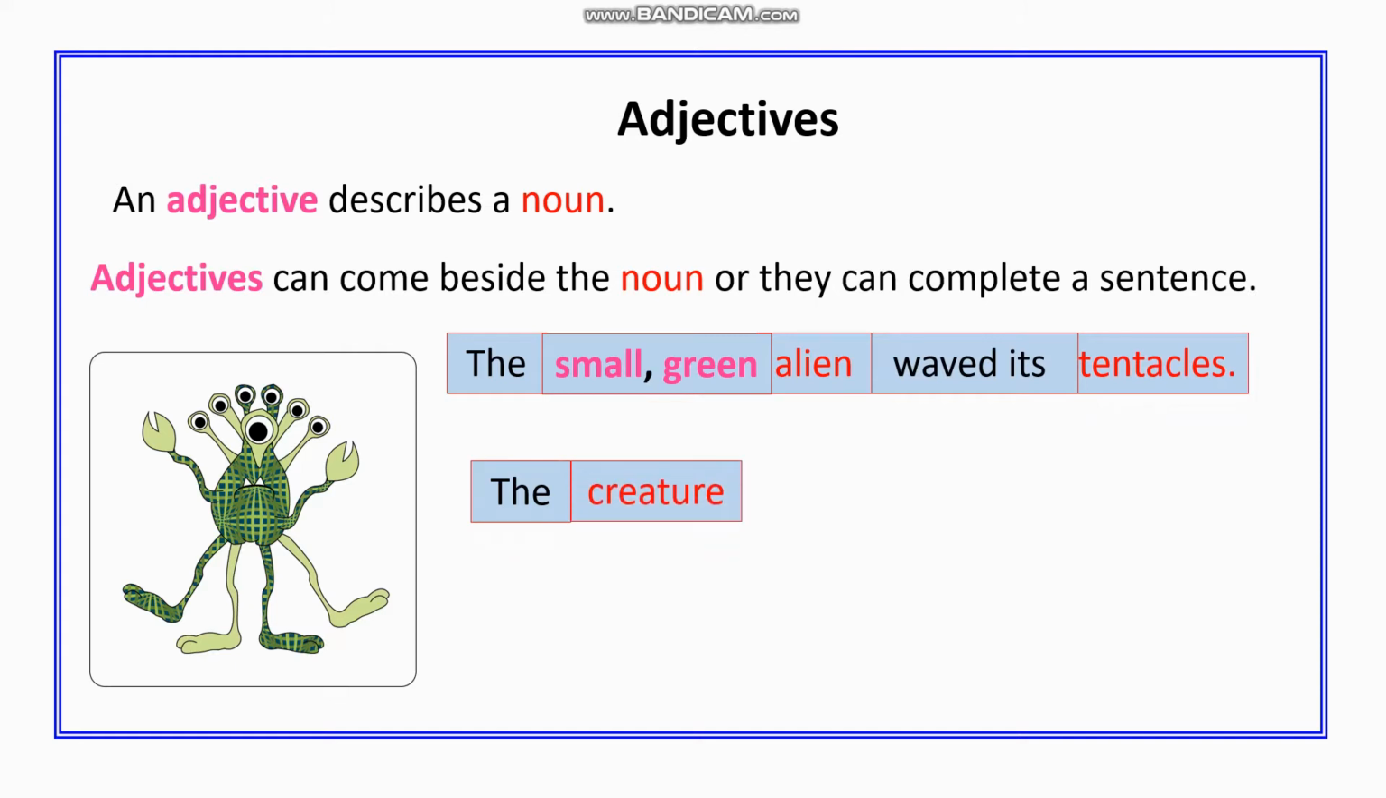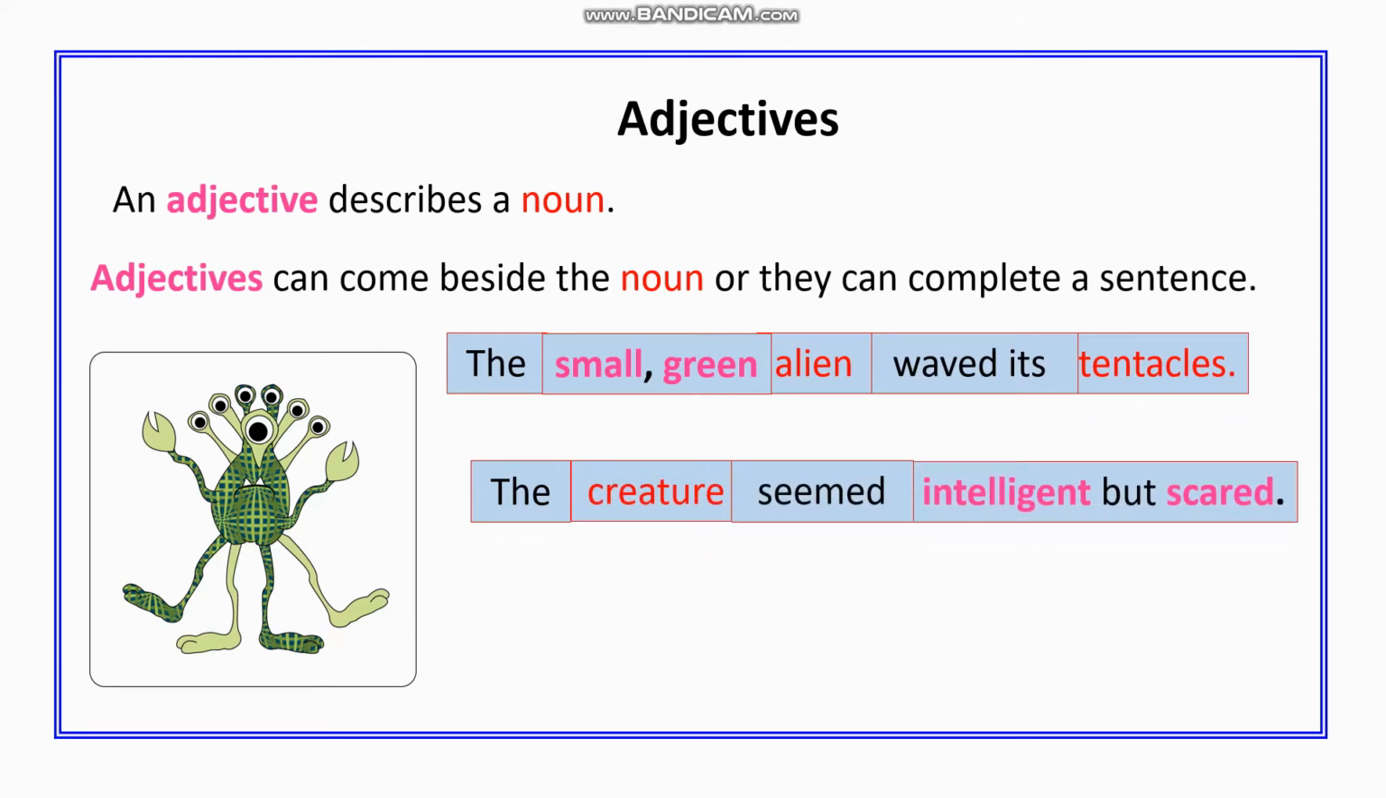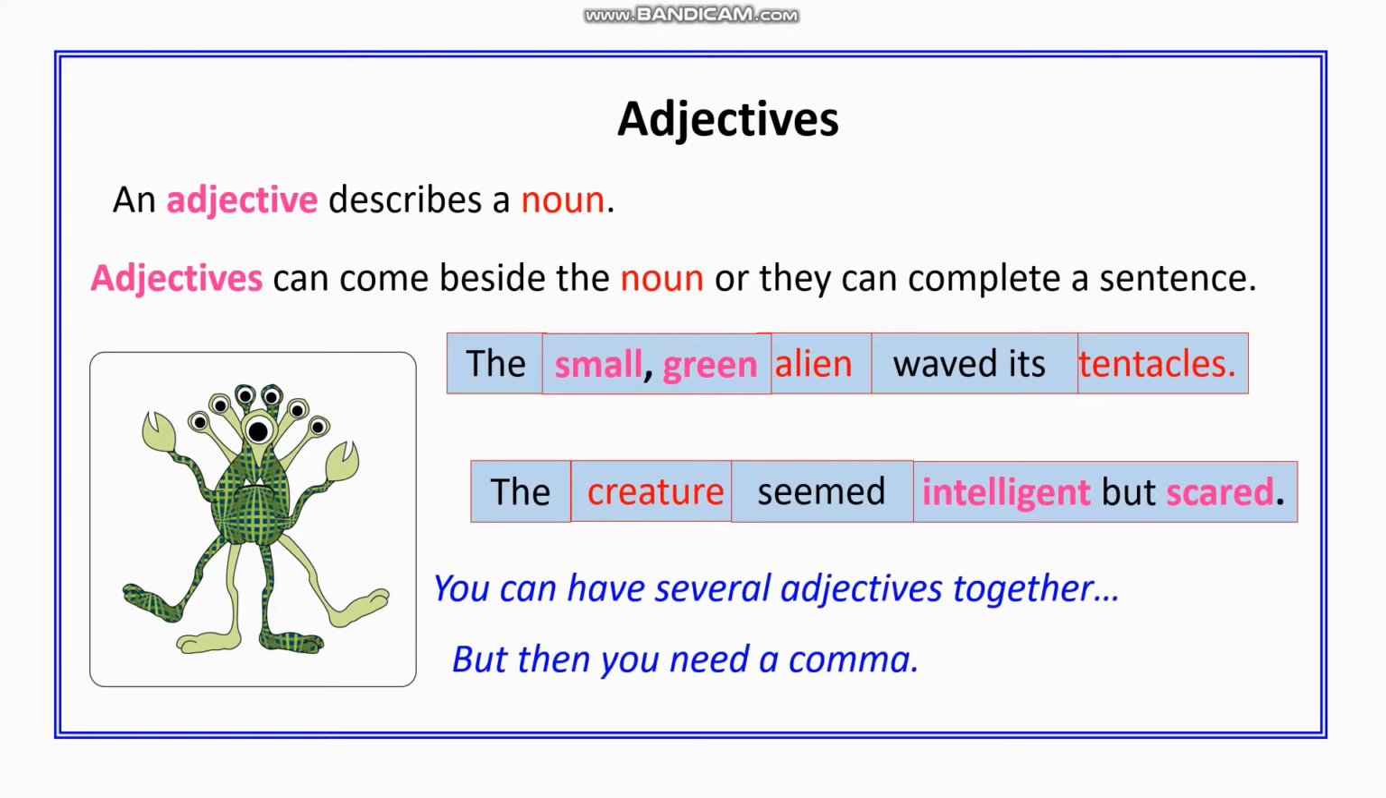Adjectives can come beside the noun or they can complete a whole sentence. For example, the creature seemed intelligent but scared. You can have several adjectives together, but you must remember that you need a comma if you are using more than one adjective. In this sentence, for example, the small green alien is a noun phrase. So a noun phrase is just a group of words that acts as a noun in that sentence. So small green alien is the noun phrase.